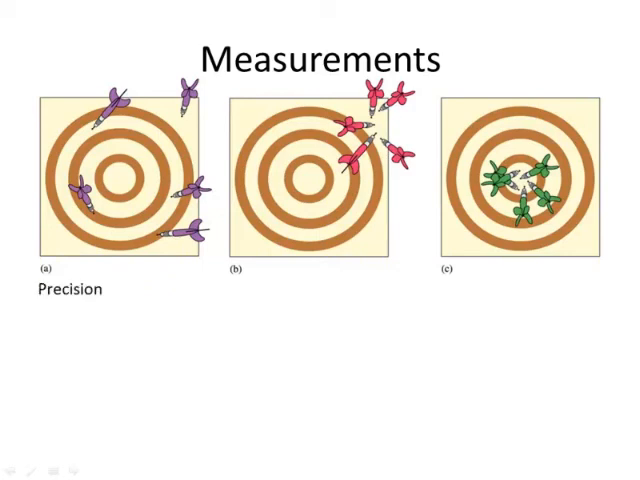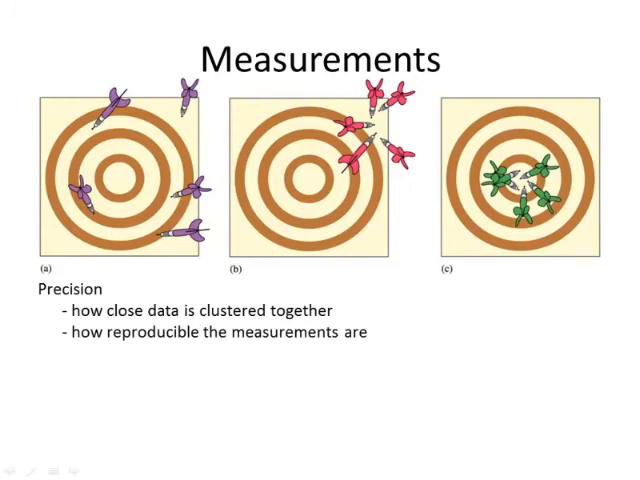With precision, precision is how close data is clustered together, or how reproducible the measurements are. If you do the same measurement over and over again, do you get the same result each time, or close to the same result each time? We can use standard deviation to show this. Also keep in mind, precision is determined based upon uncertainty in our measurements.